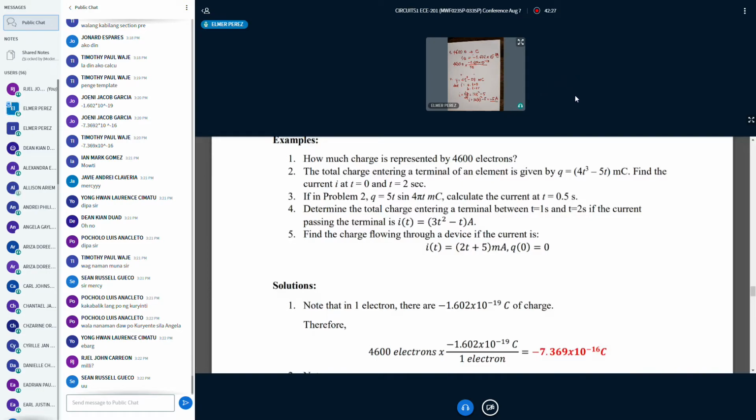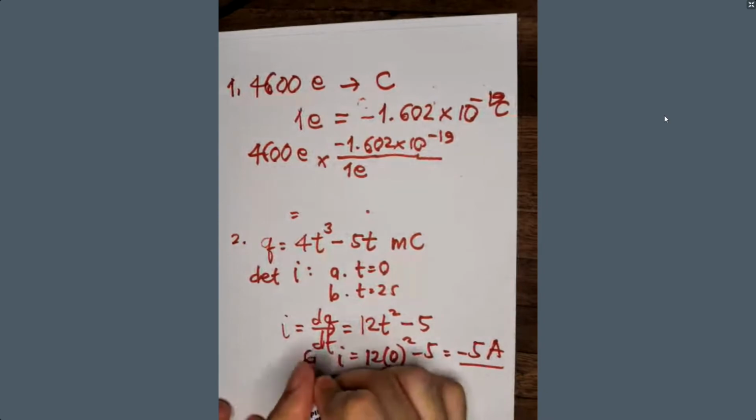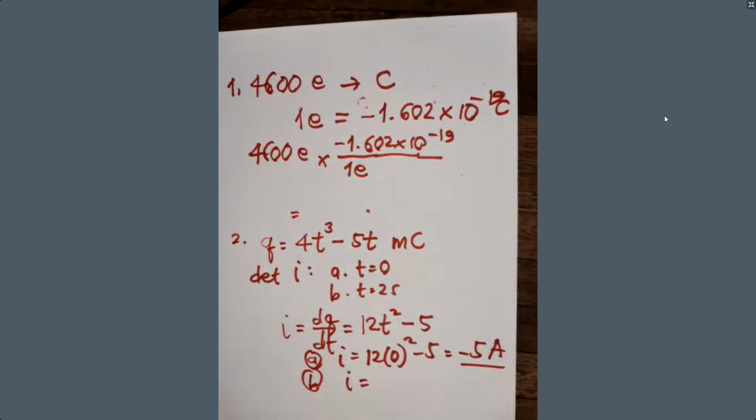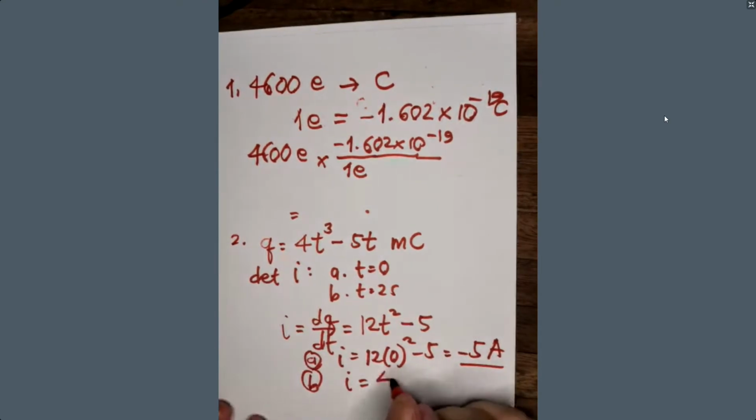Okay, how about if it's 2 seconds? What if it, let this letter A? How about B? So what's the answer in B? 12 times 4, 48 minus 5, 43. Okay, so tama. 43.